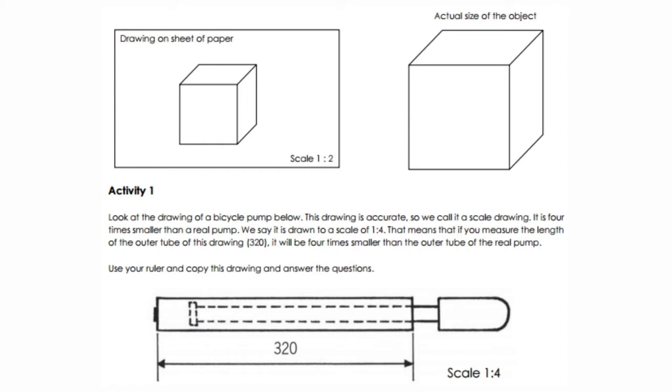Actual size of the object. Scale 2:1. Drawing on sheet of paper. Scale 1:2. Drawing on sheet of paper. Actual size of the object. Scale 1:4.